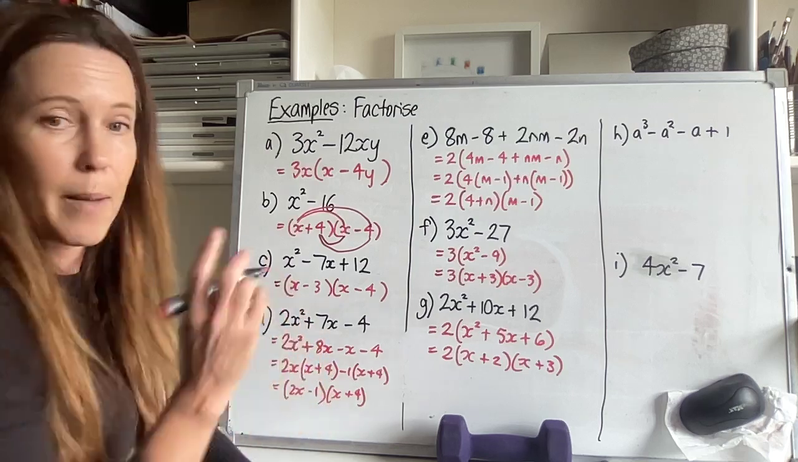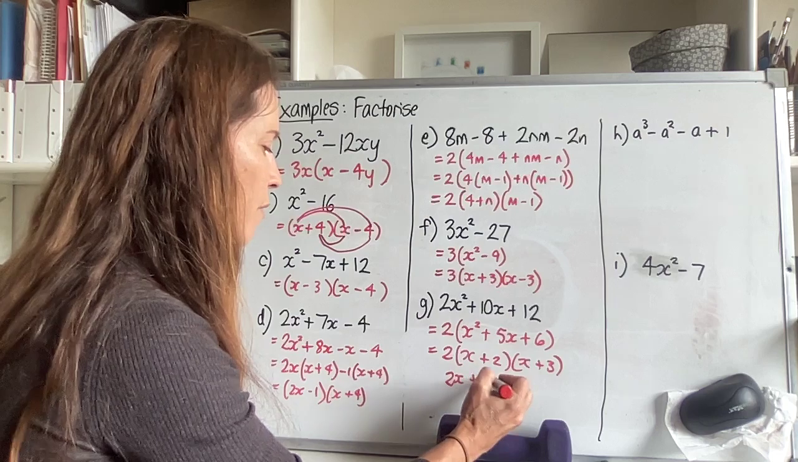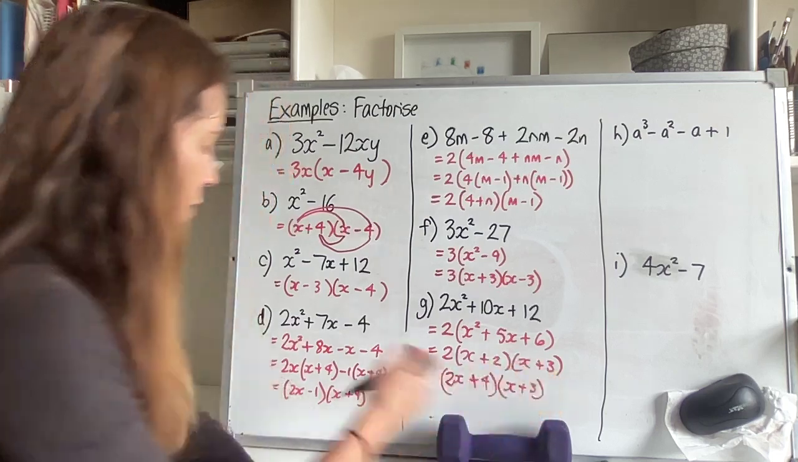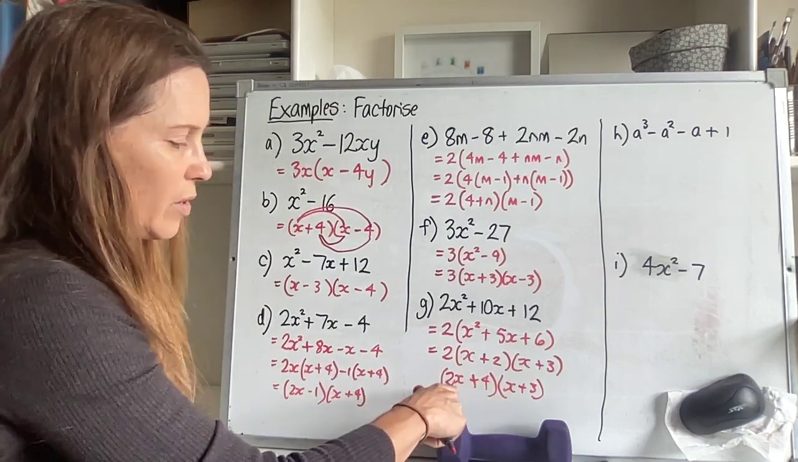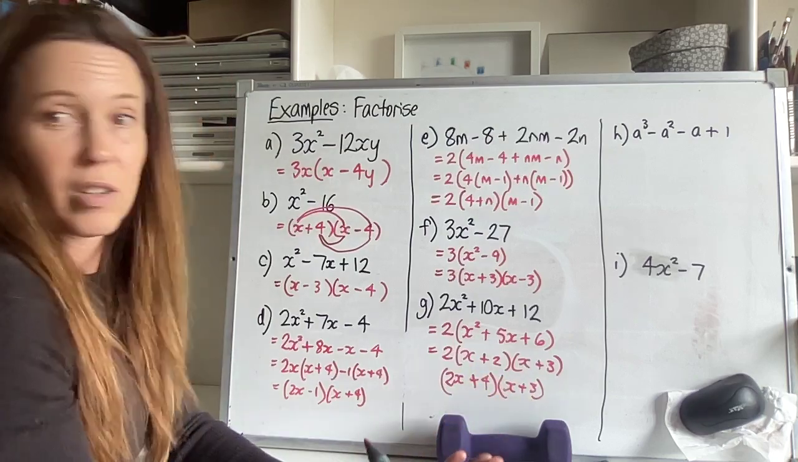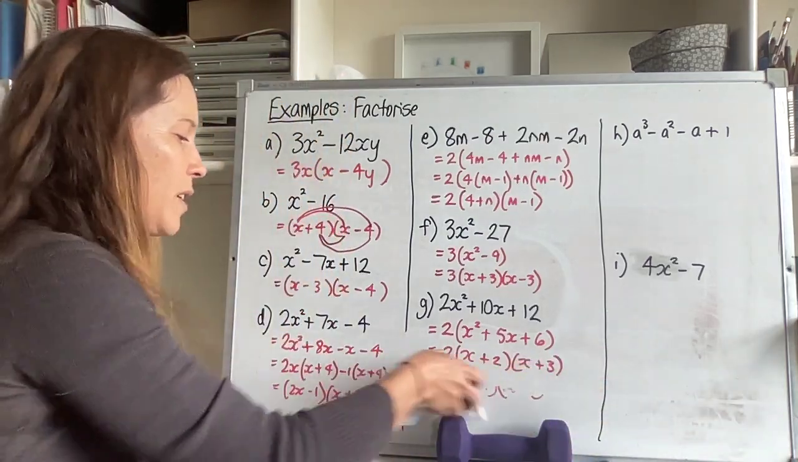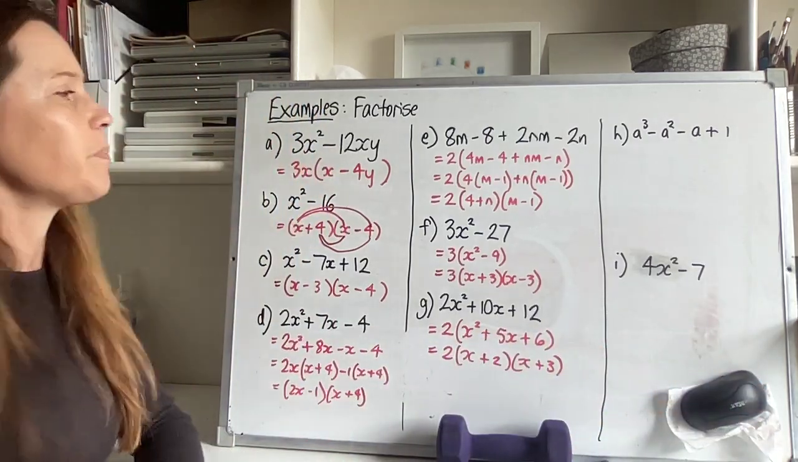The problem is I might actually end up with an answer that looks like this. 2x plus 4 bracket x plus 3. If I'd used that method there, that's probably what I'd end up with. And the problem with that is, of course, that the 2x plus 4 is not fully factorized. So this answer is not as good as it can get. So look for that factor to bring out the front at the beginning. It saves you a lot of heartache and makes your answers better.